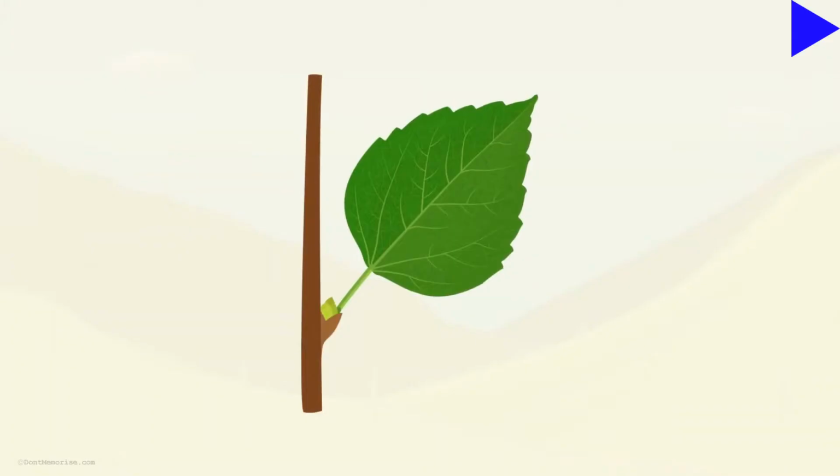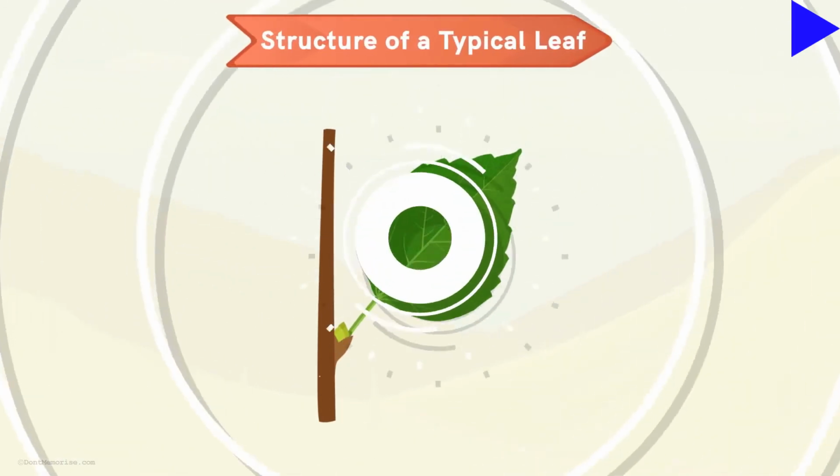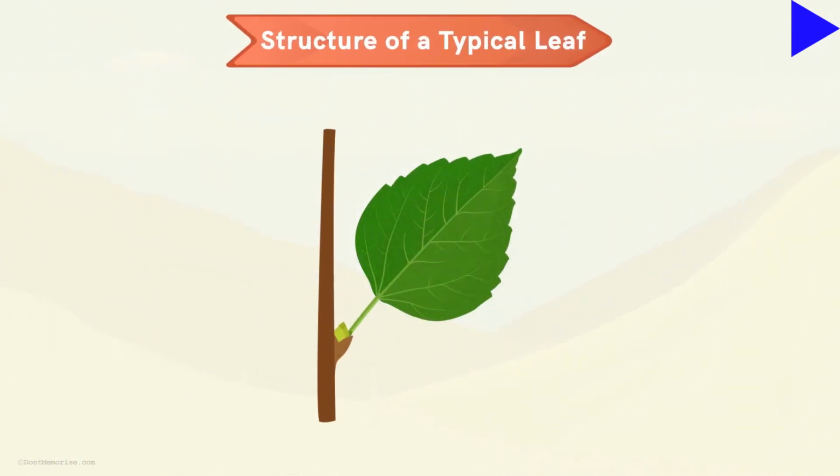These were the major functions of any plant stem. Let's understand more about leaves in this video. To begin with, let's first understand the structure of a typical leaf. This is how we can represent it. Now, can you tell me which part of this structure is actually referred to as a leaf? What can be considered as a complete leaf in this entire structure?